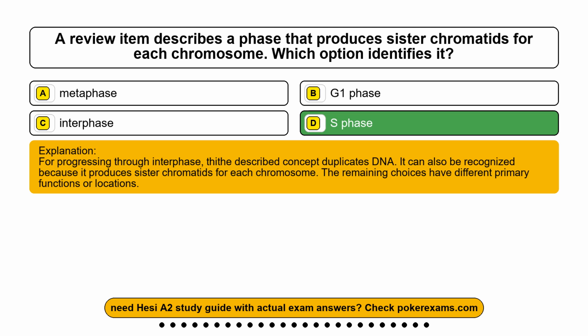The correct answer is option D, S phase. For progressing through interphase, the described concept duplicates DNA. It can also be recognized because it produces sister chromatids for each chromosome. The remaining choices have different primary functions or locations.